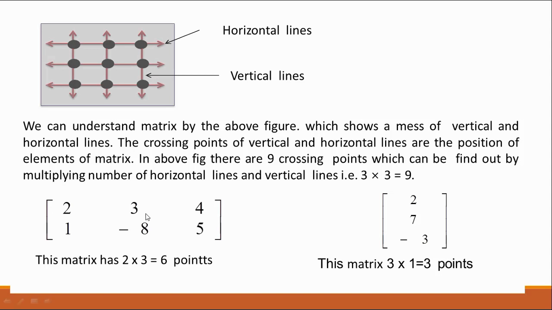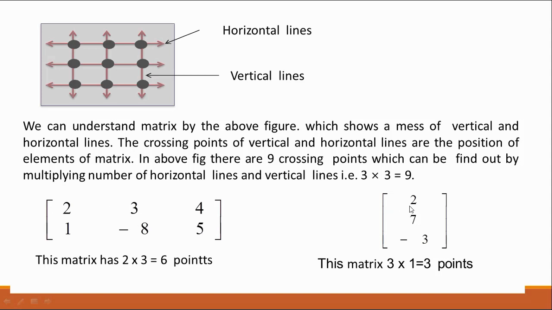Here you see an example. For example, this is a matrix, and in this matrix there are 2 rows and 3 columns. So 2 multiplied by 3 is equal to 6. So there are 6 points, which means that in this matrix there are 6 elements: 1, 2, 3, 4, 5 and 6. So there are 6 elements.